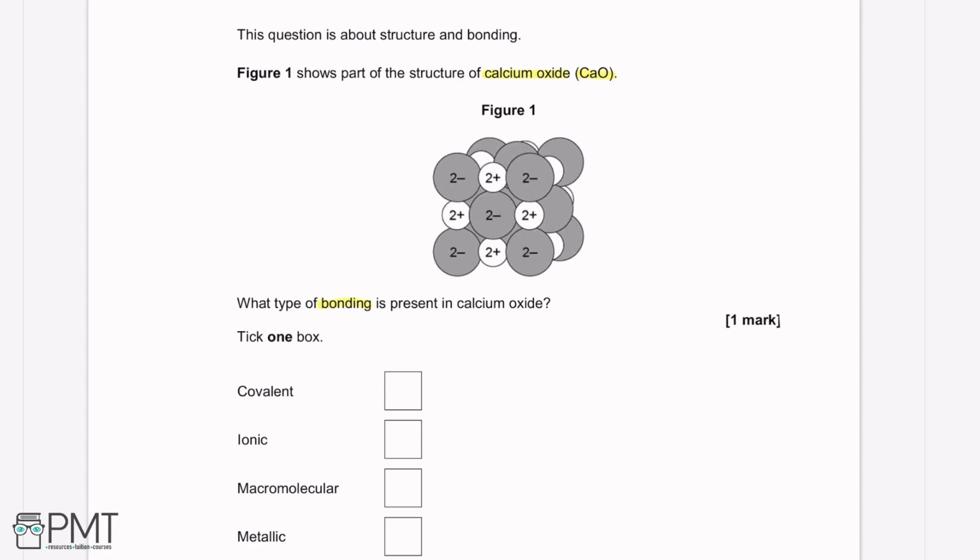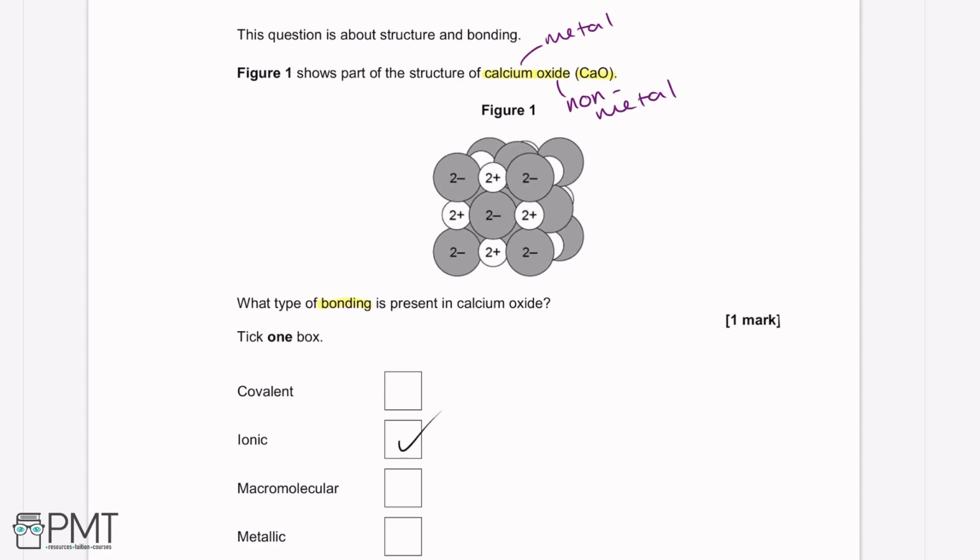So, let's think a little bit about calcium oxide. First of all, calcium is a metal, okay? And oxygen is a non-metal. Now, a specific type of bonding occurs when metals and non-metals are bonded together. And that type of bonding is ionic bonding.